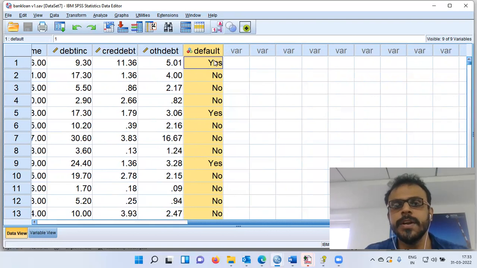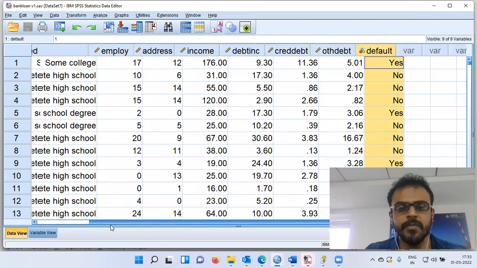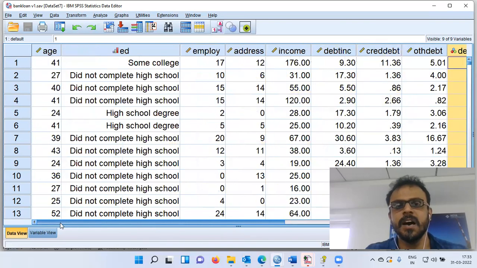Here, I have got only two outcomes, yes or no. Since I've got only two outcomes, or only binary outcomes, this is the reason why we will be using the binary logistic regression model. So this is the outcome variable. The rest of the variables, that is the 8 variables, are my input variables.